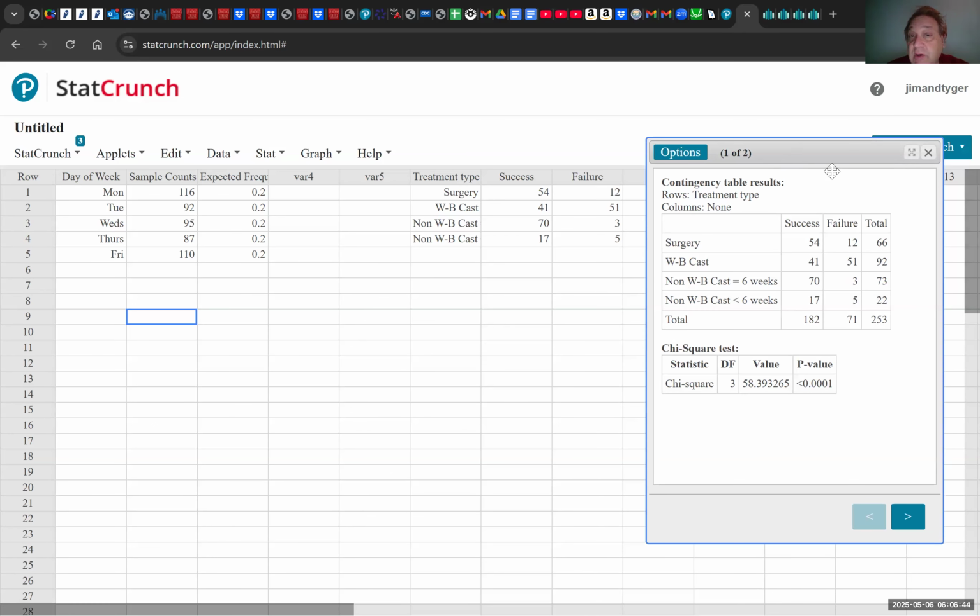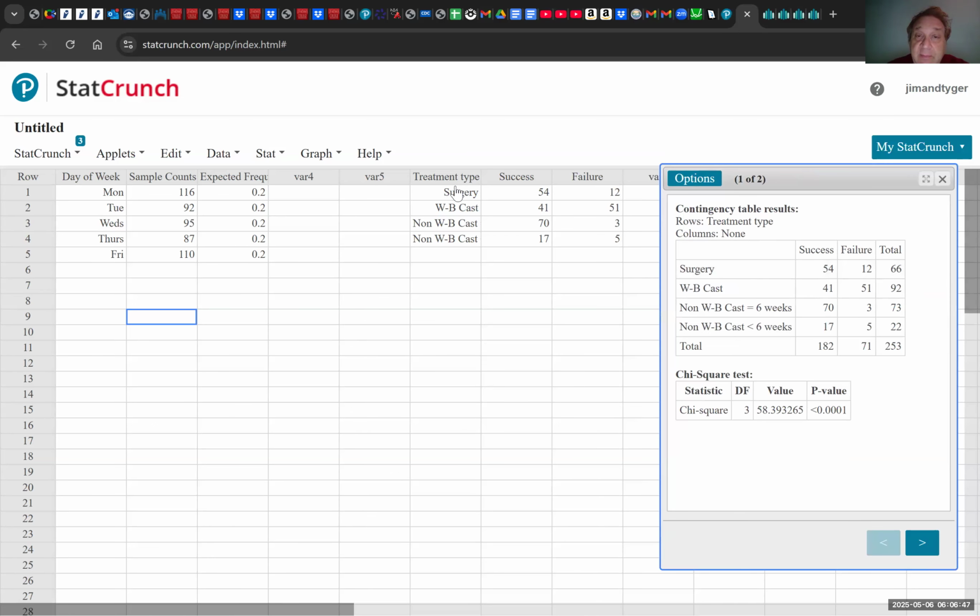In case you're wondering how we got degrees of freedom, the number of treatment types is 4. So n-1 would be 3, right? That's not exactly why this is a 3, but do notice that 4 minus 1 is 3. On the horizontal variable, we have 2, success and failure. If we were looking at n-1 for this categorical variable, 2 minus 1 is 1. So we have 4 minus 1, which is 3, and 2 minus 1, which is 1. And the way you find degrees of freedom is you multiply those two numbers together. So 3 times 1 is 3.